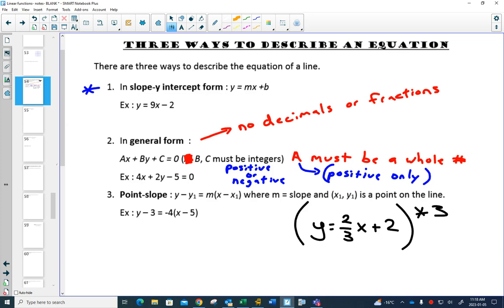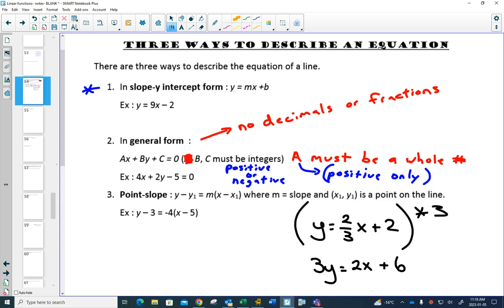And if I multiply one side by 3, I multiply the other side by 3, it's still equal, right? You learned that in grade 9 math. What you do to one side, you do to the other. So if I multiply everything by 3, can you see that on the left side I would get 3y? And if I multiply the right side by 3 and have to distribute, when I multiply the 2/3 by 3, the 3's would cancel out because multiplying by 3 and dividing by 3 cancel each other out. That would just become 2x. And when I multiply the 2 by 3, I get 2x plus 6.